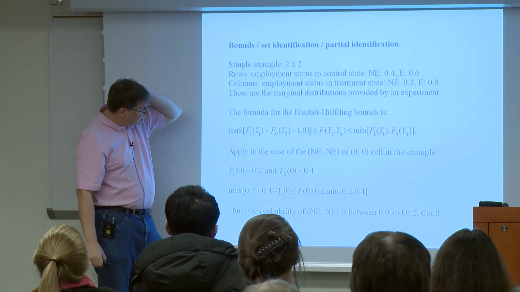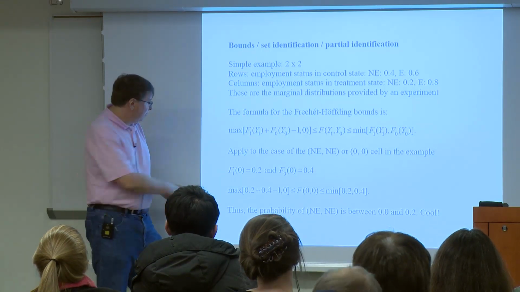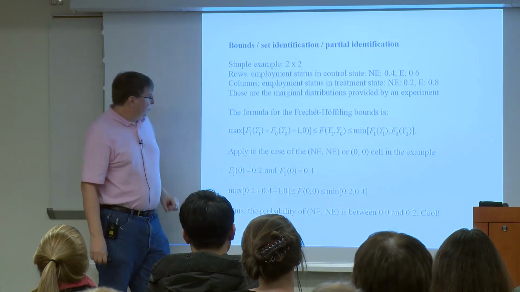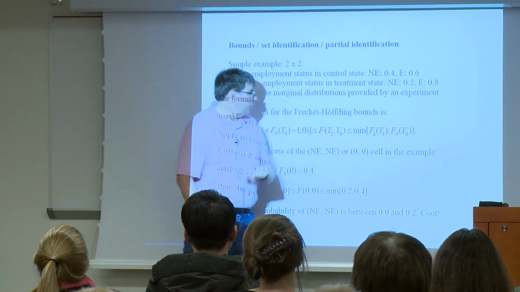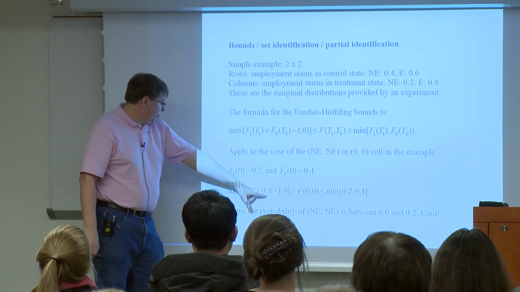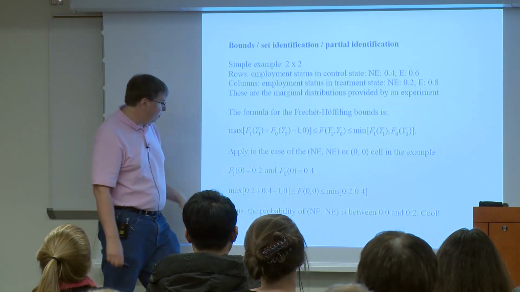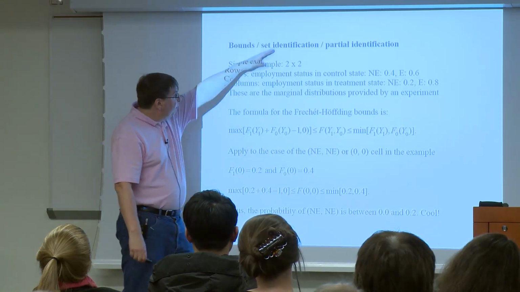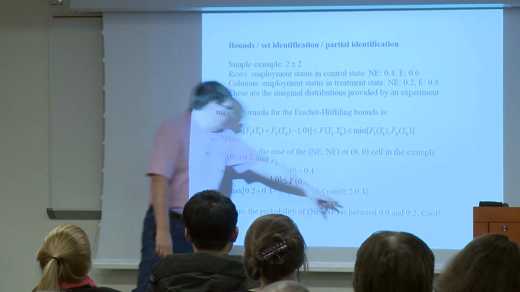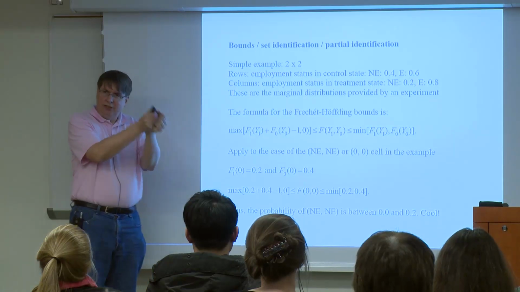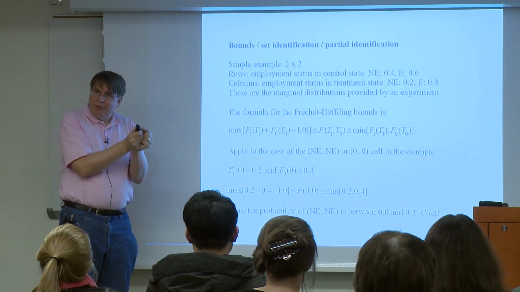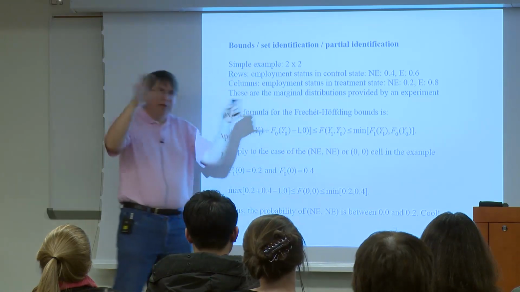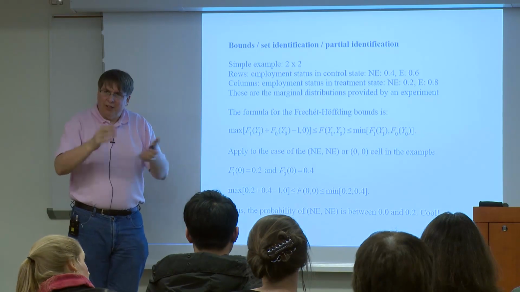So if you plug in these numbers in my little example, F1 of 0, this is the CDF in the treated state for the bad outcome, it's 0.2. That's just that up here. And the bad outcome in the control state, 0.4. Over here, you get a 0. Not surprisingly, 0.2 plus 0.4 minus 1 is minus 0.4. The max of that and 0 is 0. Over here, the min of 0.2 and 0.4 is 0.2. So the Fréchet-Hoeffding bounds in this example say that the 0, 0 cell has between 0.0 and 0.2 of the probability mass in it. So that's kind of cool, right? That's information. It's not point identification. It's not an exact number because the marginals in general don't provide enough information to give us the exact number. But it is information. It narrows down the set of things that can be true.